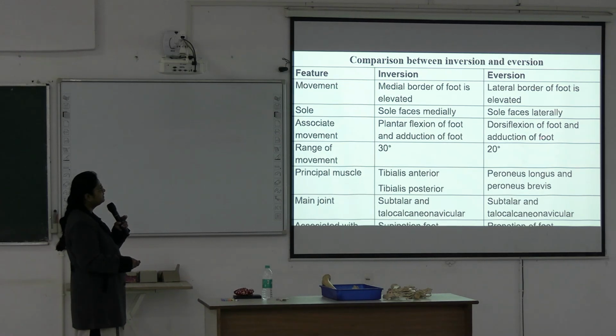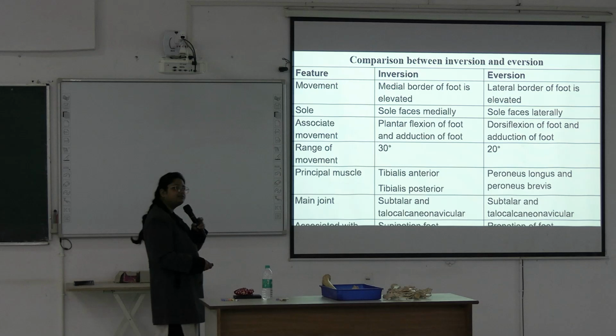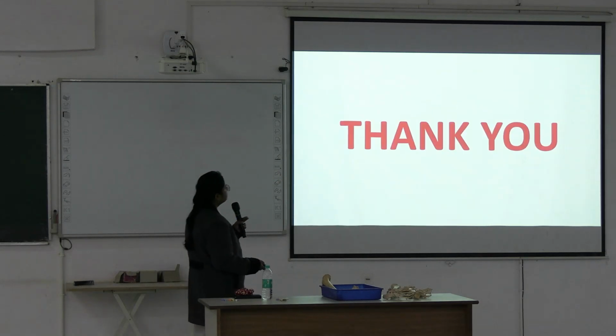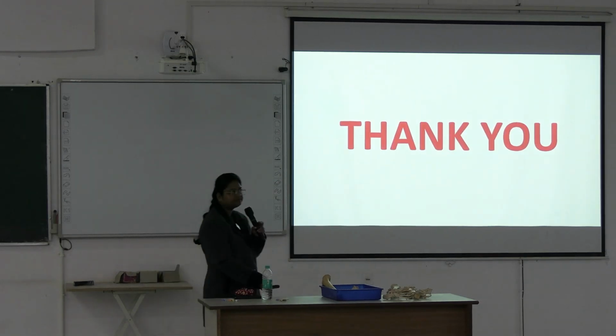Here dorsiflexion and abduction. Range of movement 30 degree, 20 degree. Principal muscle tibialis anterior and posterior, here peroneus longus and brevis. Main joints involved are subtalar and talocalcaneonavicular, here also subtalar and talocalcaneonavicular. This is the same. Associated with supination of foot, here pronation of foot. Next. Okay, that's all. Any queries?